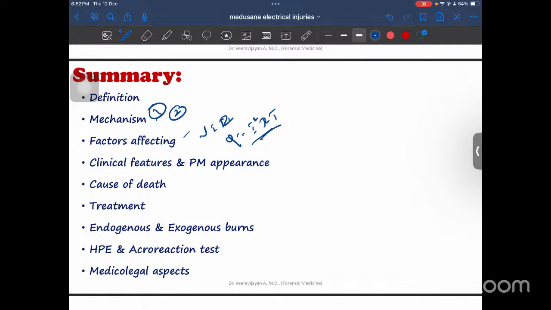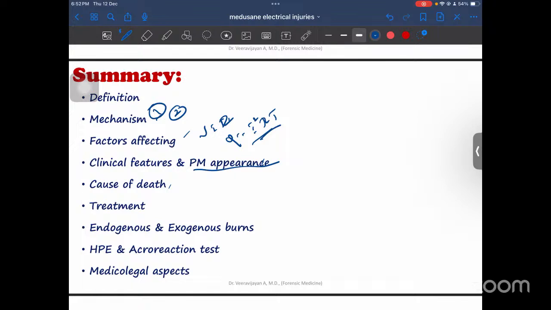In clinical features, start from tingling and numbness, it can lead to death. In postmortem appearance, most of the injuries are skin lesions. We have to write skin lesions: exogenous and endogenous burns, Joule's burn, crater, and other types. After that, in skeletal muscles, Zenker's degeneration. In the heart, rounding of cells, softness and flabbiness of cardiac muscle, or dilated heart chambers. In cause of death, the important ones are cardiac arrhythmias, ventricular fibrillation, and asystole.